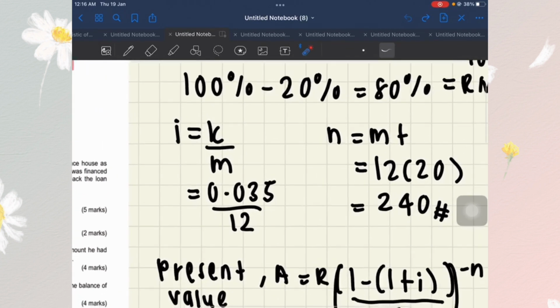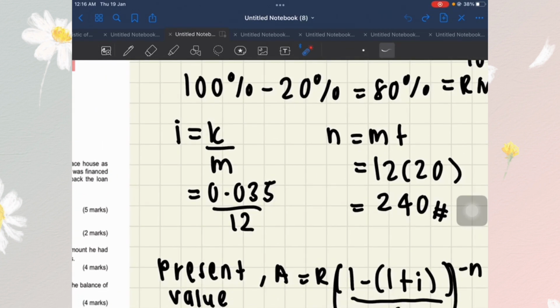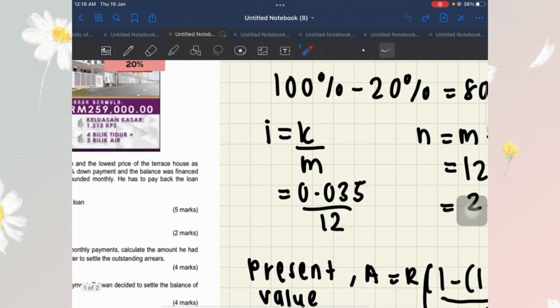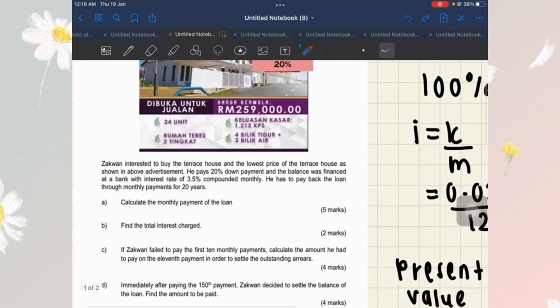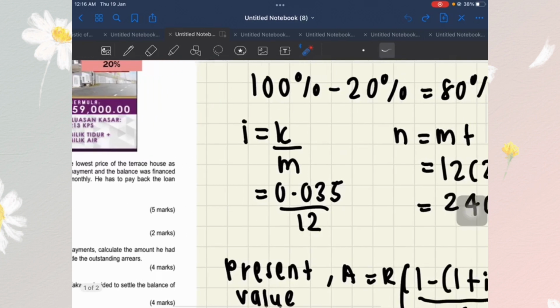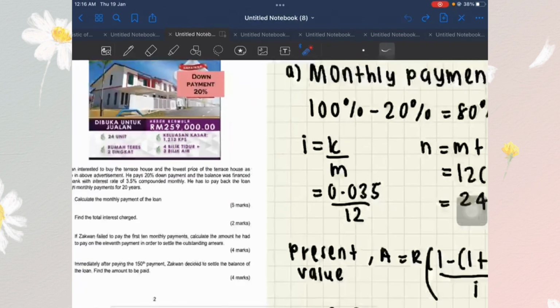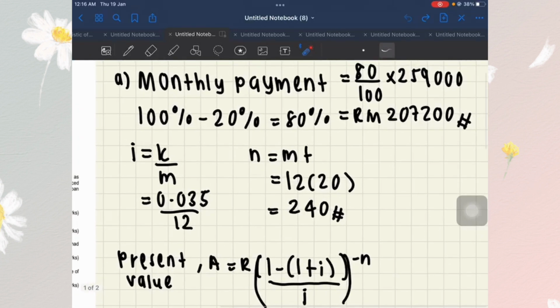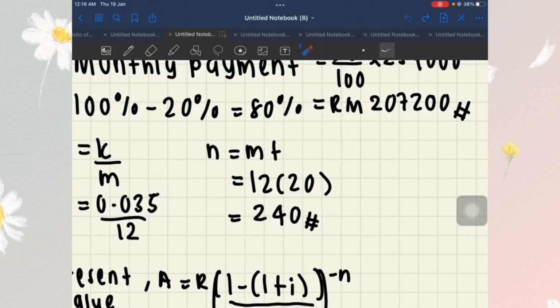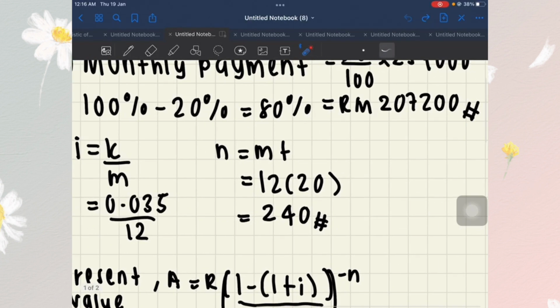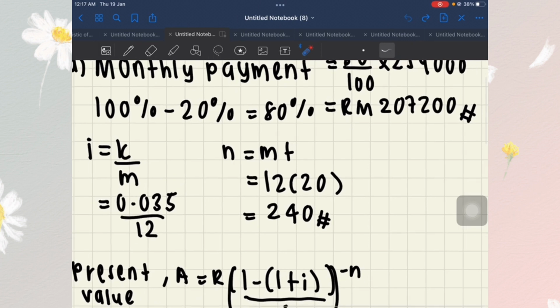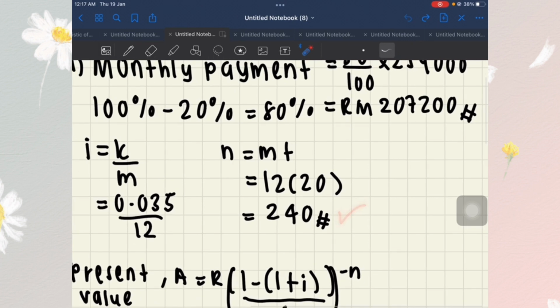And then after that, we have to calculate the interest, which is i equal to k over m. So 0.035, because the interest rate given here is 3.5%, over 12, which is compounded monthly. After that, we have to calculate n, which is n equals mt. m is equal to 12, compounded monthly just now, and t is the length in years. And then we will get the final answer for n, which is 240.